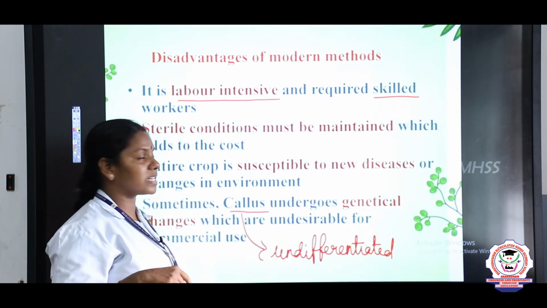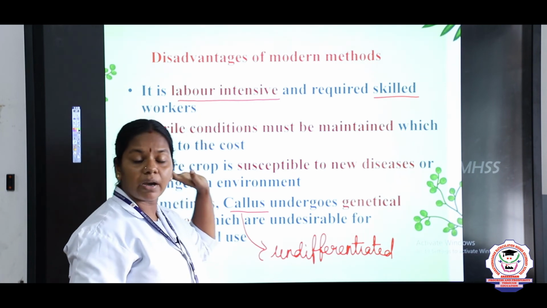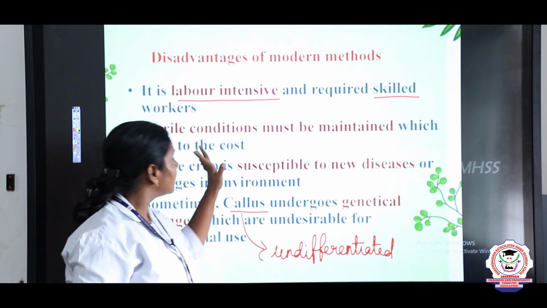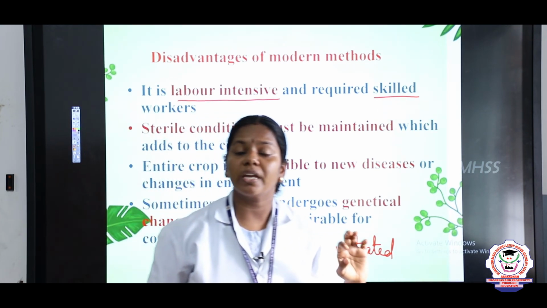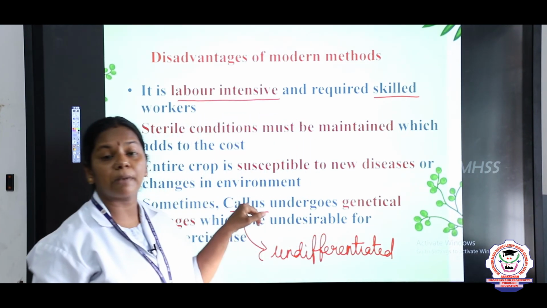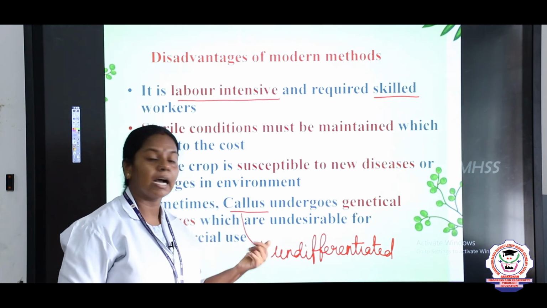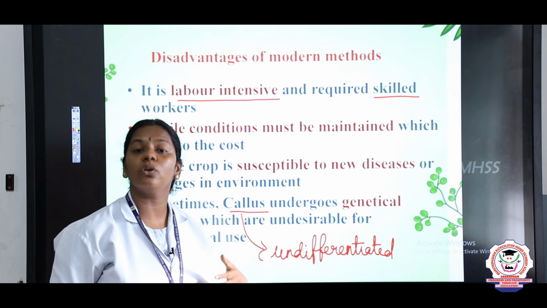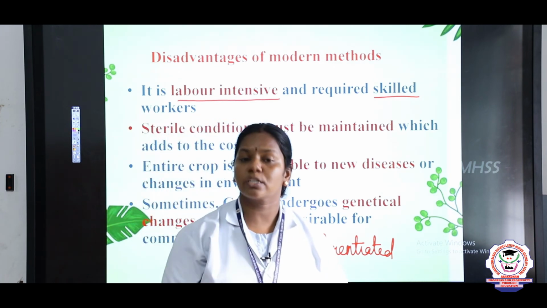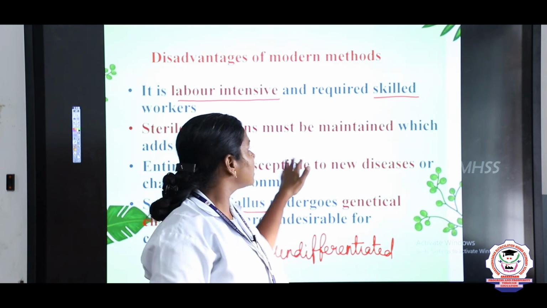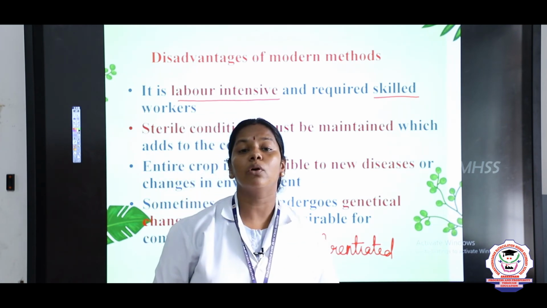What is the first one, children? It needs intensive labor and skilled workers. The second disadvantage is that the sterile condition must always be maintained, and the plant may get new diseases due to environmental changes, and the callus may undergo genetic changes so that the product will not be as useful as we expect, right? So these are all the disadvantages of the modern method.